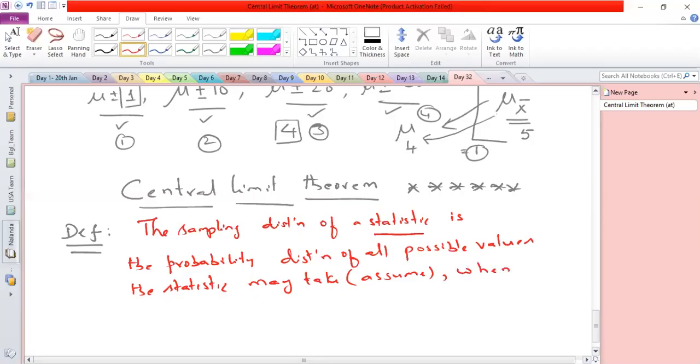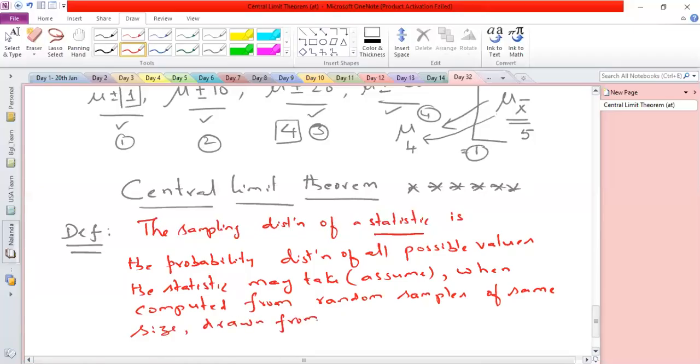when computed from random samples of the same size drawn from a specified population. This is your mathematical definition, my dear friend.